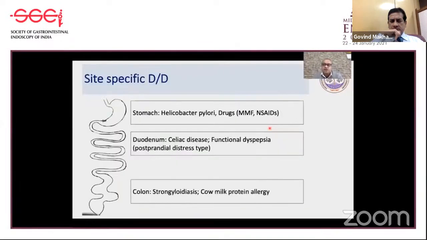Apart from, of course, the differential diagnosis you routinely consider for eosinophilia, for gastritis, Helicobacter pylori, or drugs like NSAIDs and mycophenolate mofetil. For duodenal eosinophilia, must exclude underlying celiac disease or functional dyspepsia, especially the postprandial distress type, which may be associated with eosinophilia. For colonic involvement, one must rule out strongyloides, amyloidosis or parasitic infections and cow milk protein allergy.